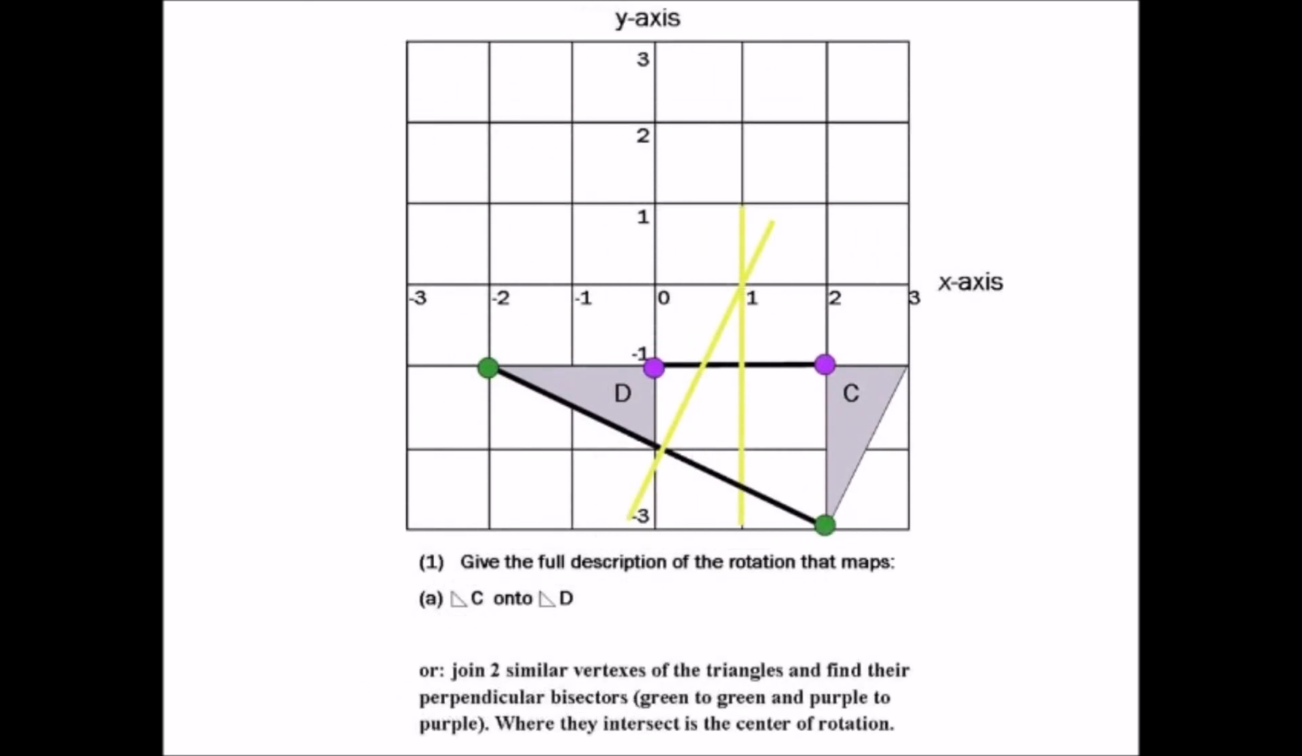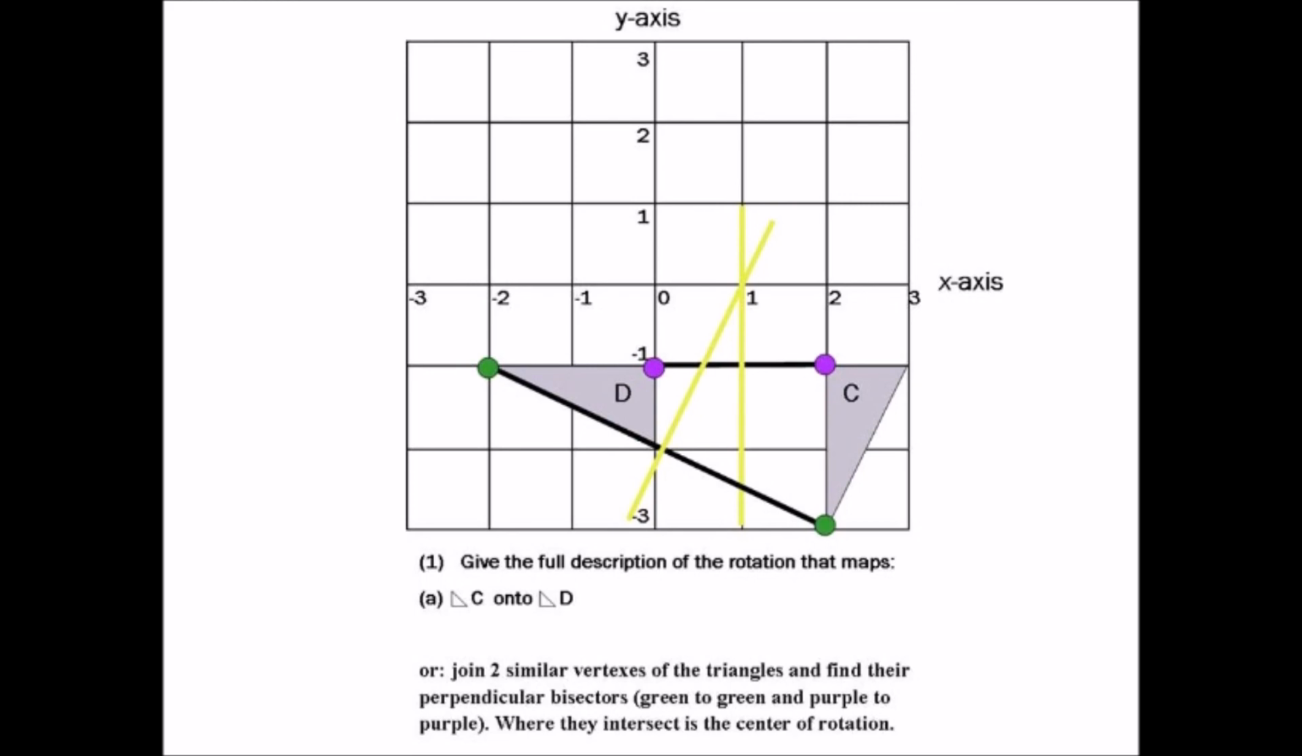Now, if you want to do it the hard way, then do your lines. You would join two points on the triangle. Remember, it must be the same two points. So if you go to where the 90 degrees is on C, you go to where the 90 degrees is on D. That's the two in purple. And find the perpendicular bisector of that line, the yellow line.